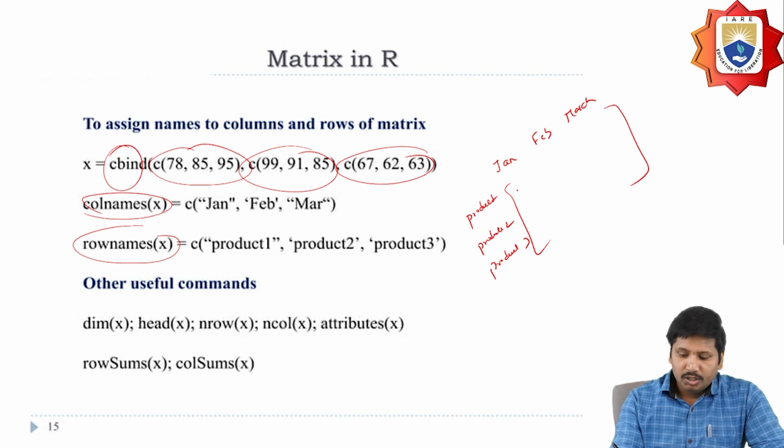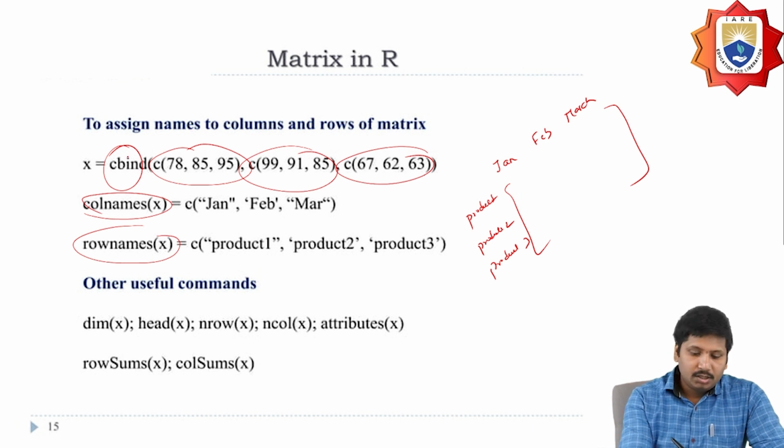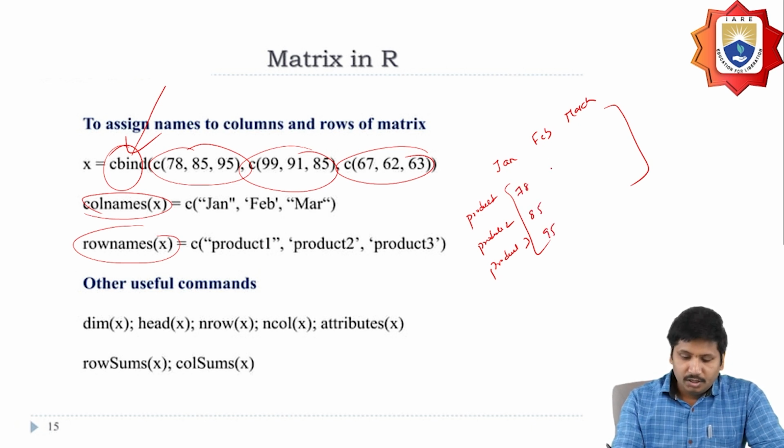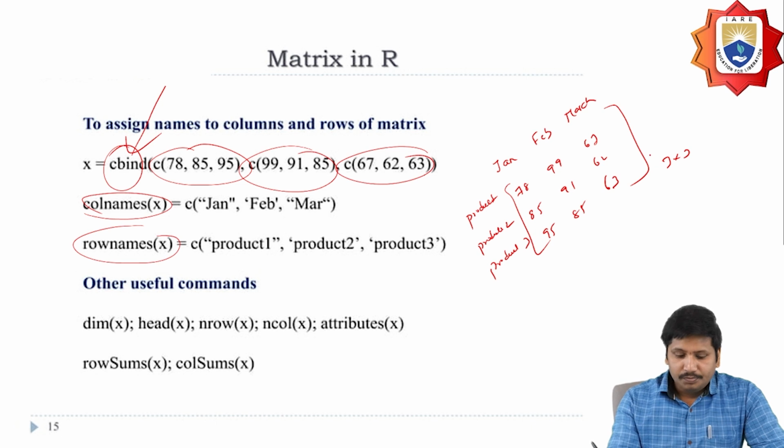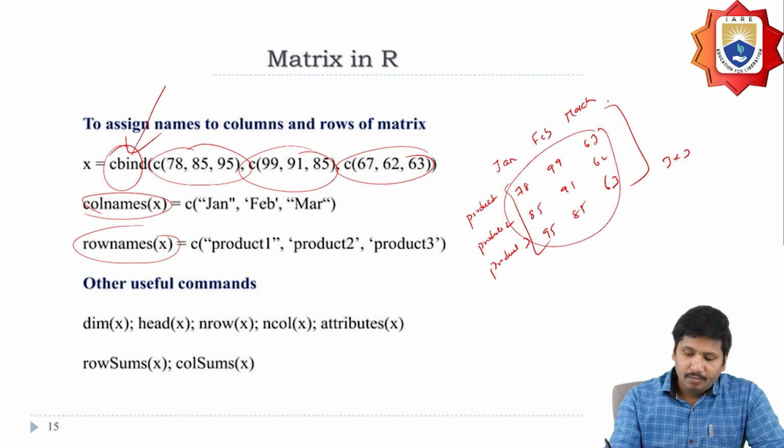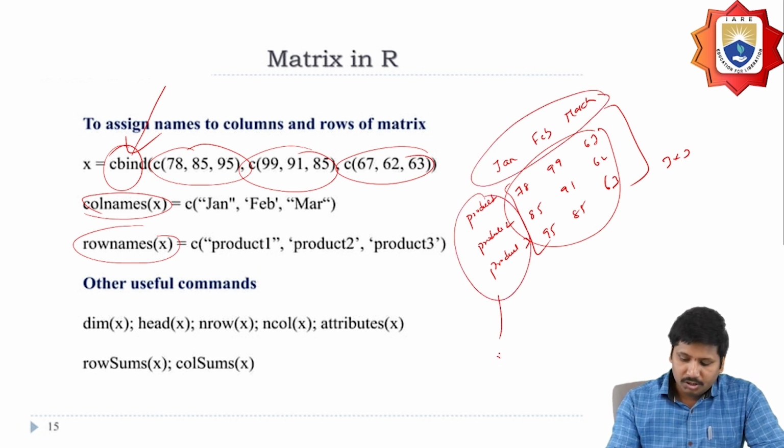In this one, what should be the first vector, since I'm going to assign it with cbind? The values should be 78, 85, 95. February means 99, 91, 85. March means 67, 62 and 63. So like this I can create the matrix by making use of the cbind method, the colnames function, and the rownames function.